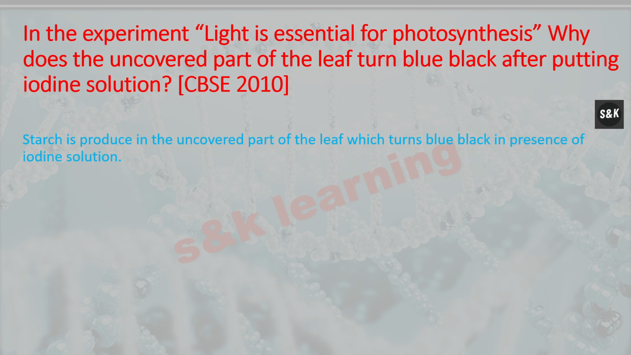Next, in the experiment showing light is essential for photosynthesis, why does the uncovered part of the leaf turn blue-black after iodine solution? Starch is produced in the uncovered part of the leaf, which turns blue-black in the presence of iodine solution.